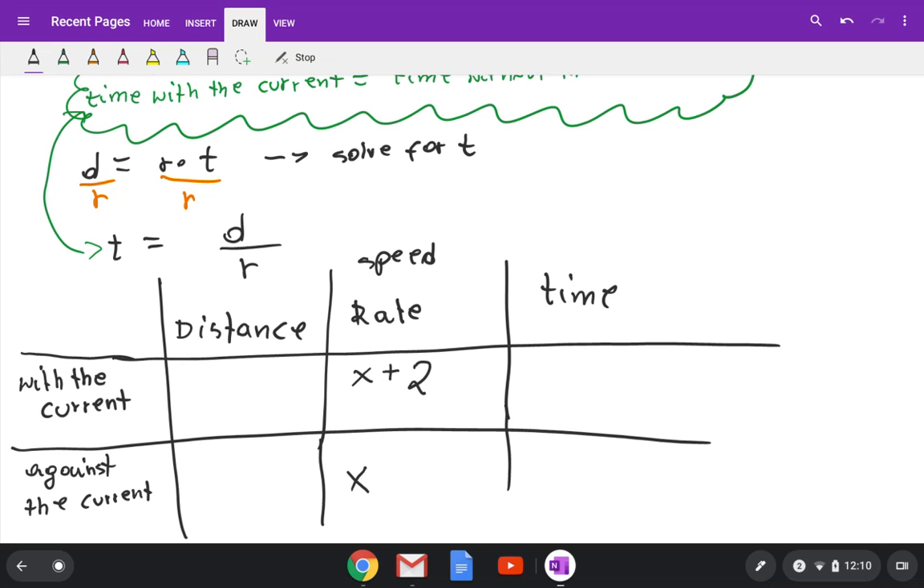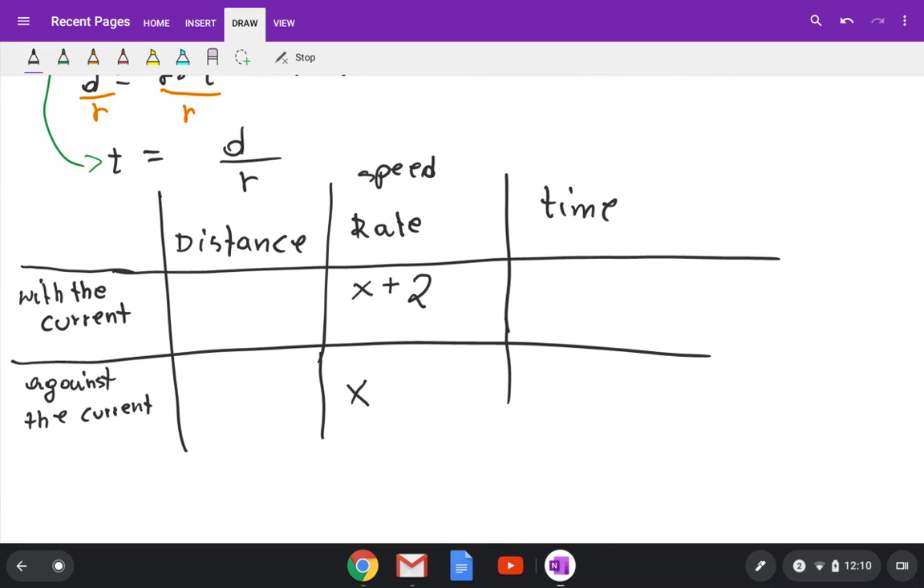Now, when we talk about the situation against the current, the speed of the kayak is x. However, we paddle against the current, which means our speed decreases. So we're going to subtract 2 from the speed of the kayak. Again, 2 is the speed of the current.